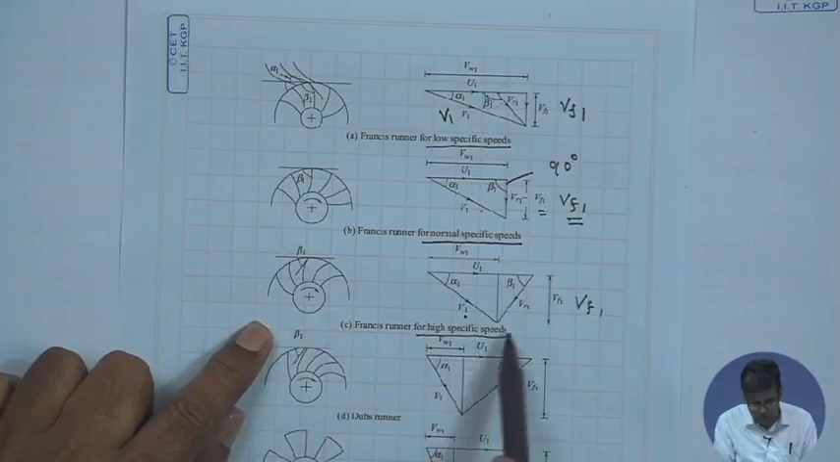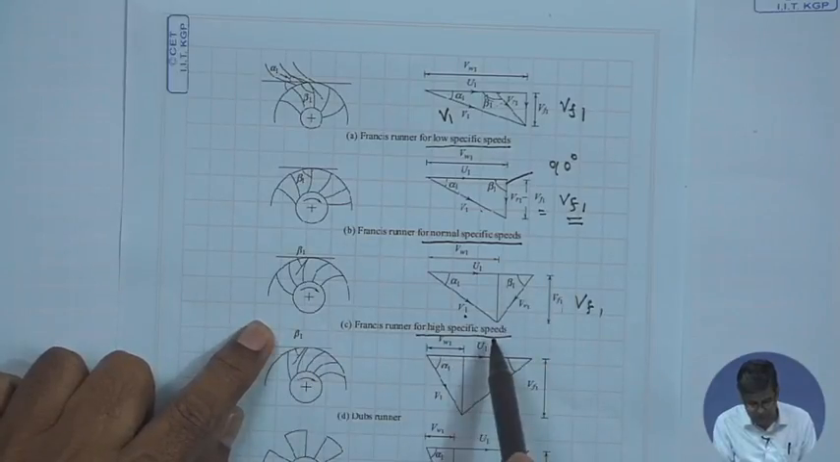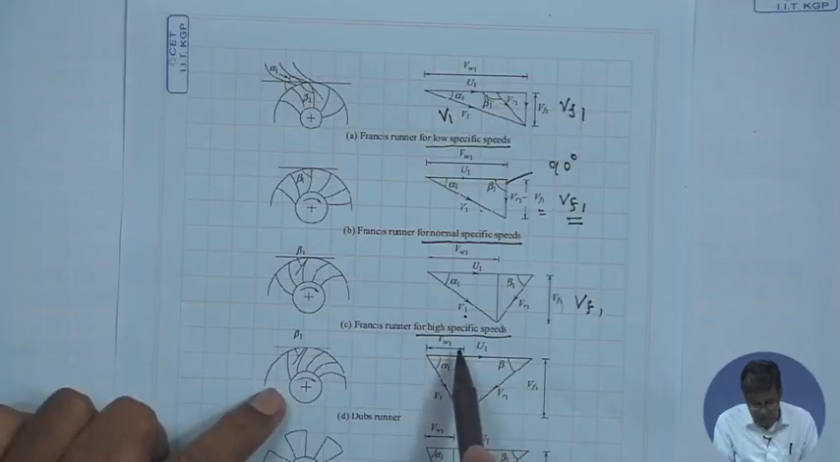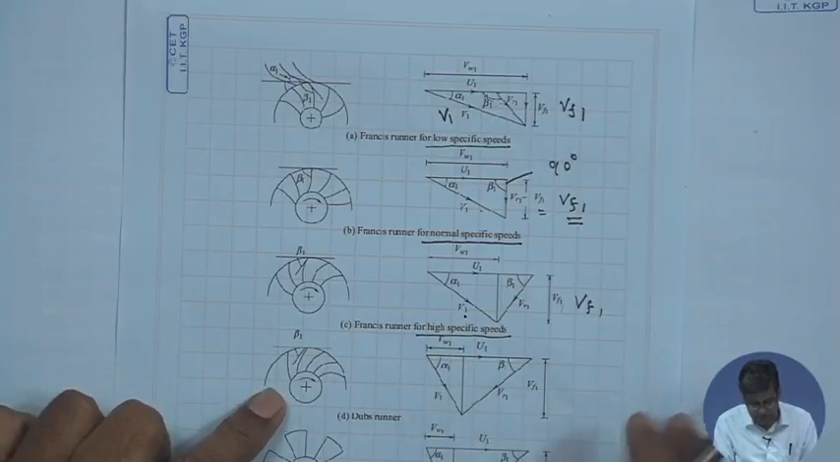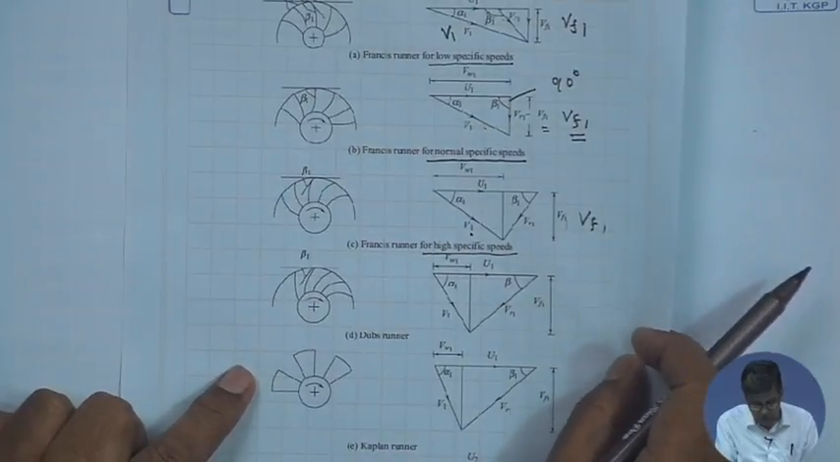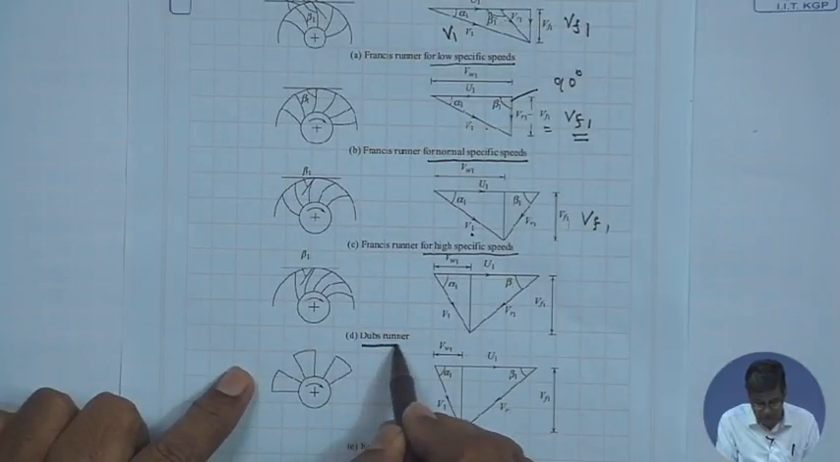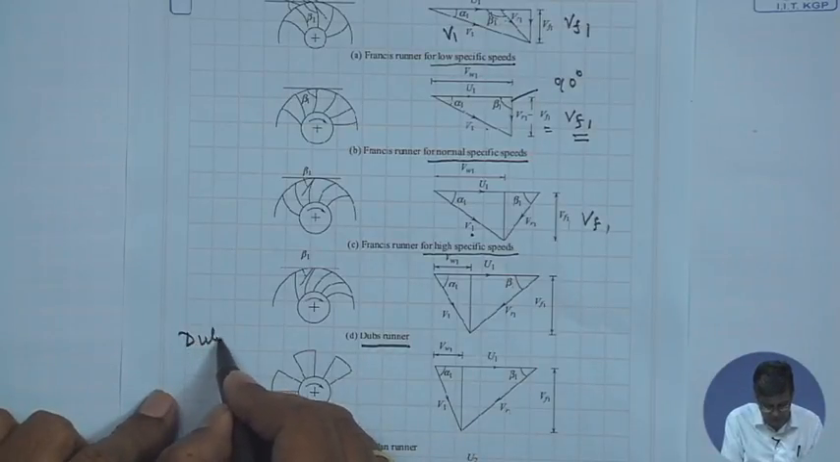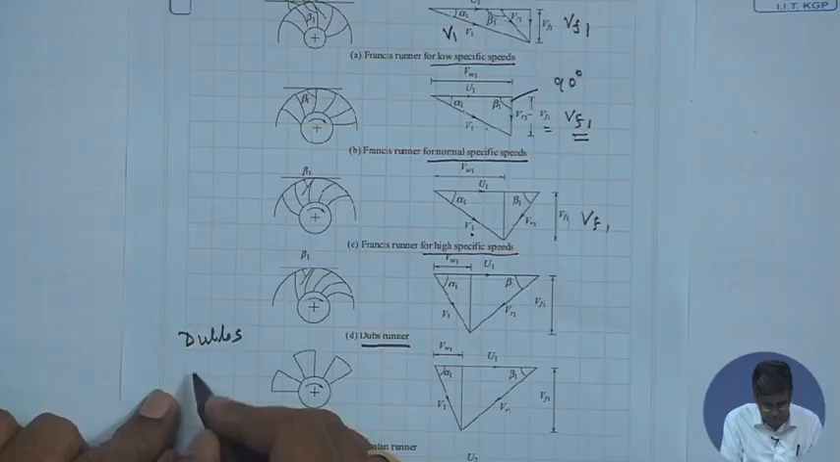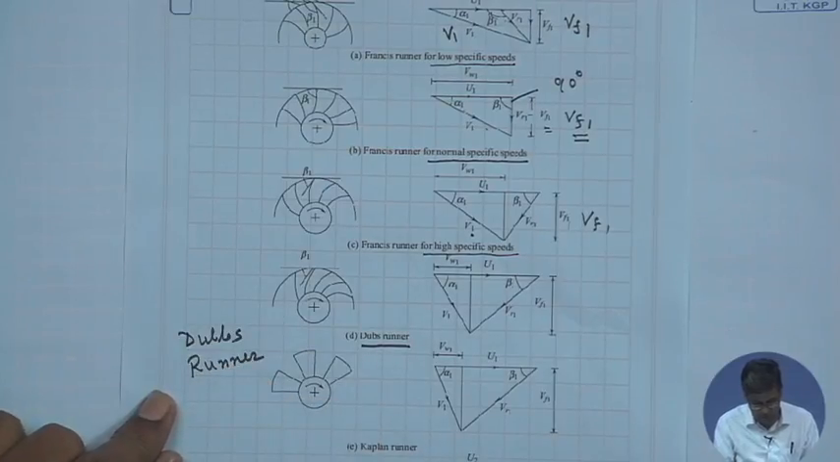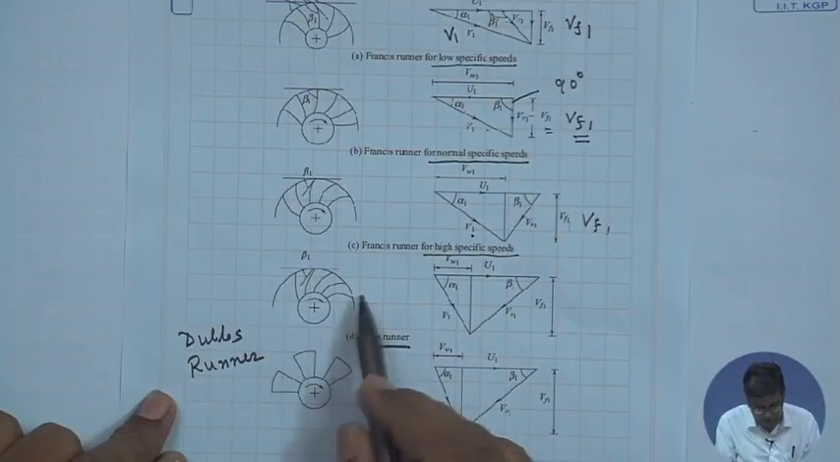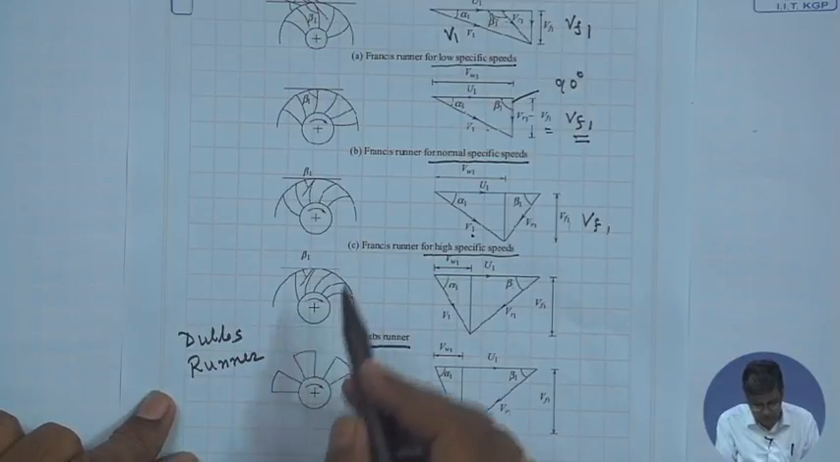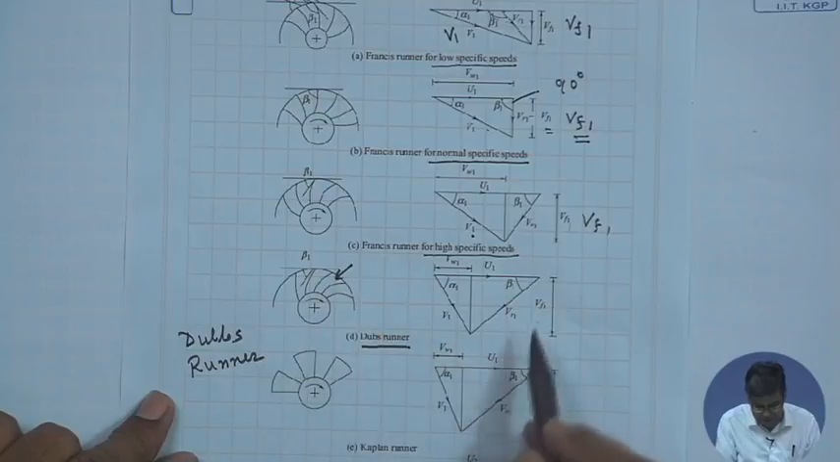It follows almost the same geometry of Francis turbine, but when the specific speed is much larger, that means the head is really reduced, then what is done? We arrive at a turbine known as Dubbs runner. I write it, D-U-B-B-S, Dubbs runner. This is known as Dubbs runner. What is done? This is a mixed flow turbine. Here the entry is radial and tangential.